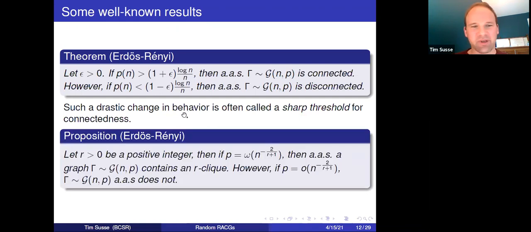There are other types of thresholds that we can get, and one will pop up for us a little bit. If you take a positive integer r, and your density p is much, much larger than n to the minus 2 over r plus 1, meaning p divided by n to the minus 2 over r plus 1 goes to infinity, then asymptotically almost surely a random graph sampled from G(n,p) contains a clique of size r. But if your probability is little o of n to the minus 2 over r plus 1, then asymptotically almost surely it contains no r-clique. So this is a weak threshold, and this is common when you're thinking about subgraph inclusion.